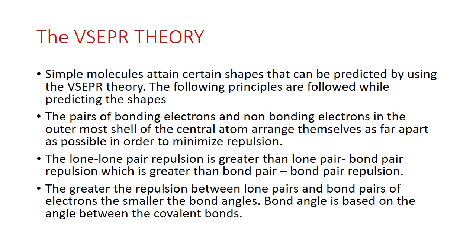The first is that the pairs of bonding electrons and non-bonding electrons in the outermost shell of the central atom arrange themselves as far apart as possible to minimize the repulsion. The second one: lone pair-lone pair repulsion is greater than lone pair-bond pair repulsion, which is also greater than bond pair-bond pair repulsion. The greater the repulsion between the lone pairs and bond pairs of electrons, the smaller the bond angles, and bond angle is based on the angle between the covalent bonds.